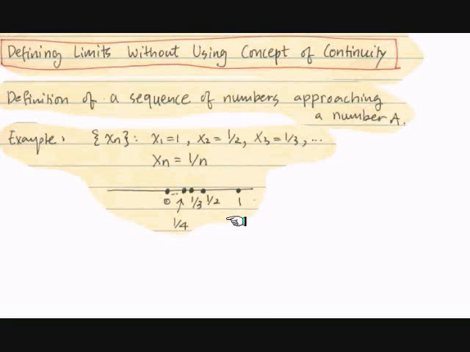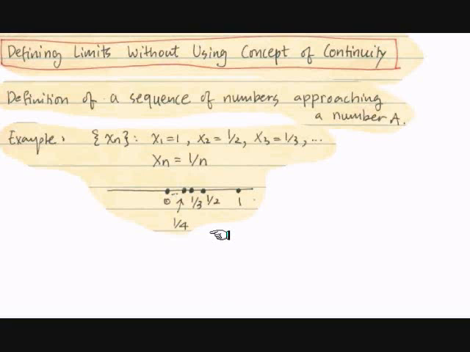1 is here. 0 is not part of this sequence, but I put it there since it turned out this is where the sequence is heading, approaching. The second number is 1/2, and the third number is 1/3, the fourth number is 1/4. It seems like it's getting closer and closer to 0.